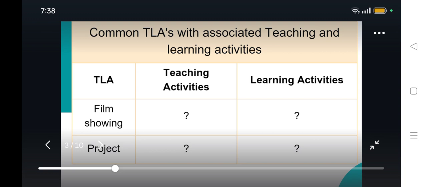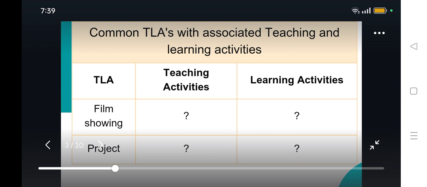To understand this further, what about if you have film showing? What about if your TLA or your teaching method is project? What could be your teaching activities if you're the teacher? At the same time, you have to think of what the students must be doing. By the way, as you plan your lesson, it's important that you think of what the students should be doing rather than what you'd be doing as teachers.